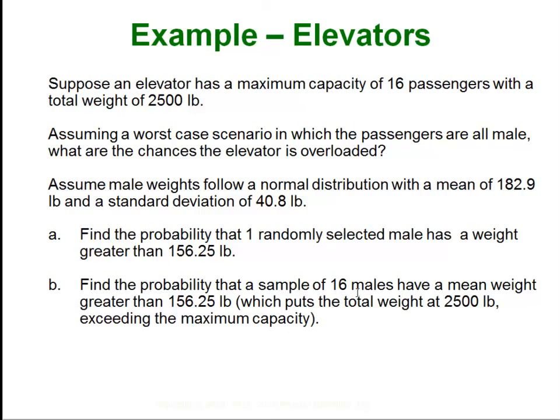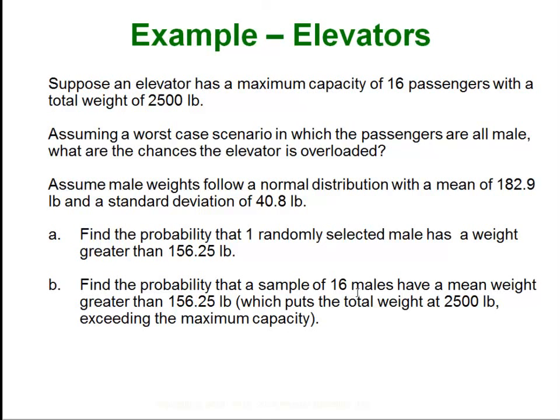So that B situation is, what's the probability that if 16 men all got on the elevator at once, that the average weight of those 16 males would be 156.25 or more, right? Because 156.25 times 16 gives you a total weight of 2,500 pounds.